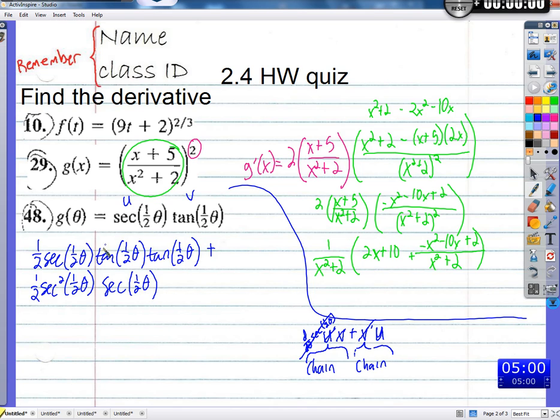This would be secant cubed. This would be tangent squared. So let's do that: 1 half times secant of 1 half theta times tangent squared of 1 half theta, plus 1 half secant cubed of 1 half theta. And I'll leave it to you. If you want to, you can factor out a 1 half. You can factor out a secant, right? This has a secant, and this has a secant, and that'd be about it. So it'd be 1 half secant times parentheses tangent squared plus secant squared.